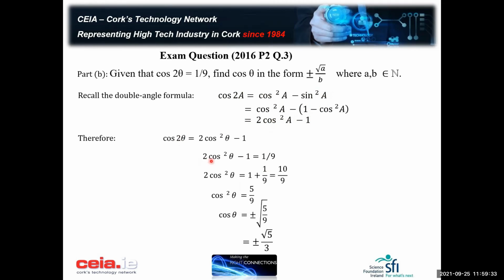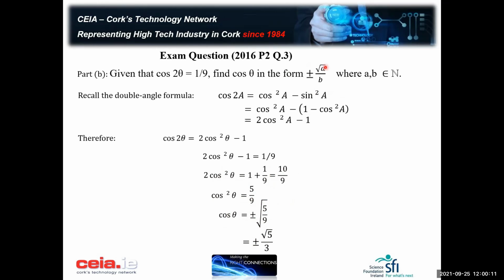and replacing the cos 2 theta with 1 over 9, you find you have an equation in cos squared theta. And then it's just simple arithmetic to work out what cosine squared theta is. Eventually it's 5 over 9. You take the square root, but there are two possible values. There's the plus and minus values of the square root. Both of them, when squared, will give you 5 over 9. And you can simplify it slightly.